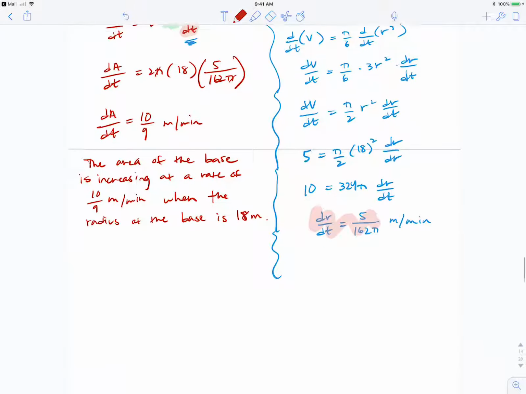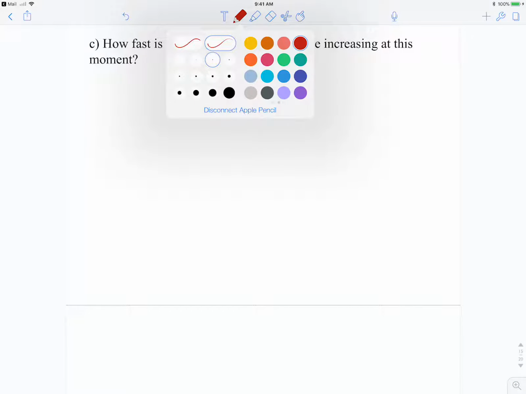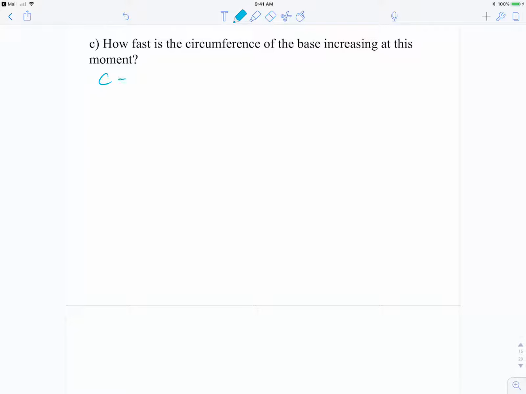Okay, and then the last part, part C, asks how fast the circumference of the base is increasing at this moment. Circumference is 2 pi r. So same given information, we want to find dC over dt when, I'm going to again say when r is equal to 18 meters.